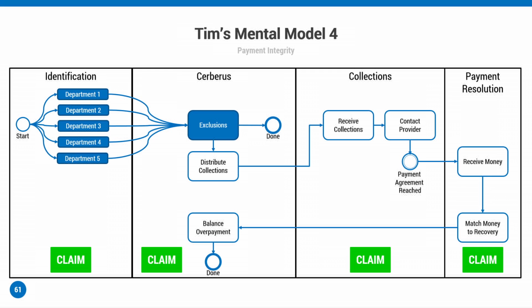And then collections has a different understanding of what a claim is. We have money we need to get back. This one says, I don't really care so much about the claim, but I got money and I need to split it up over multiple claims so that ultimately I get a zero balance.